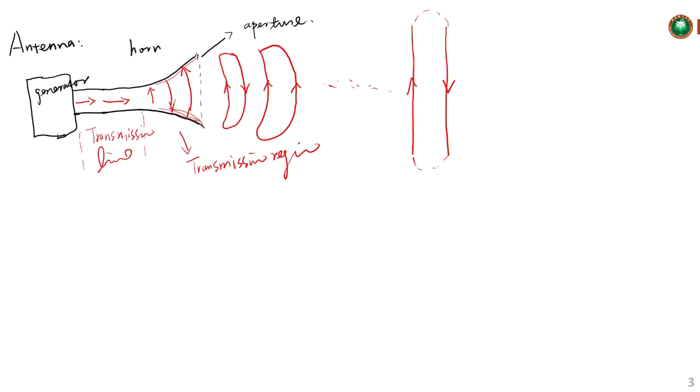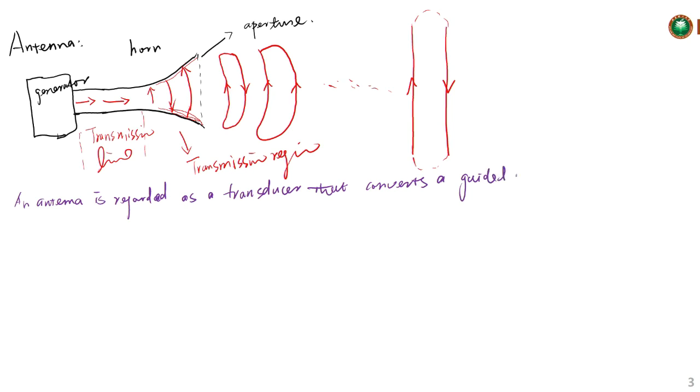So an antenna is usually regarded as a transducer that converts a guided wave, from the waveguide propagating on a transmission line, into an unbounded medium.